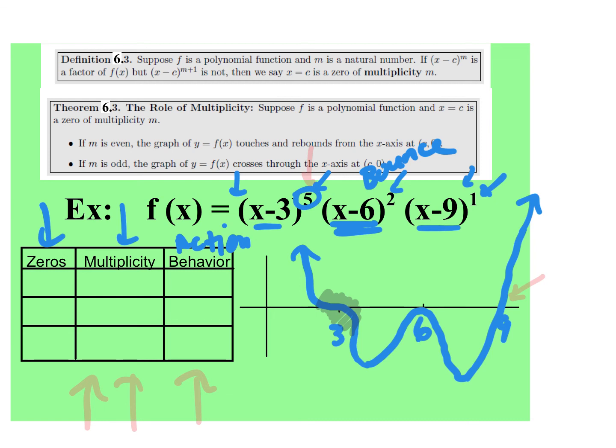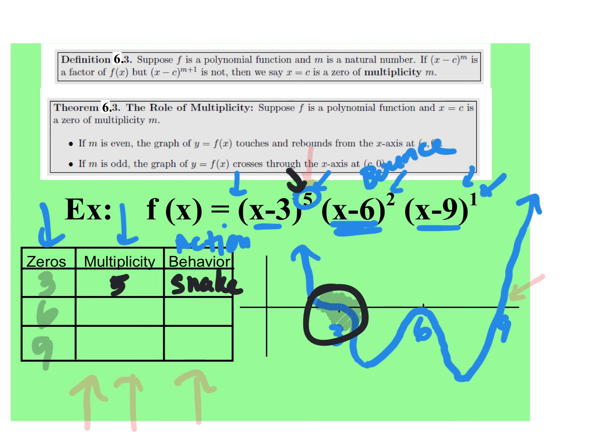Okay, so the zeros are 3 and 6 and 9. Changing to a darker pen here, the multiplicity at the 3 was a 5. I knew that because it gave me the equation. The behavior there, I call it a snake. I have seen it called other things, but you'd better have a better name than snake.